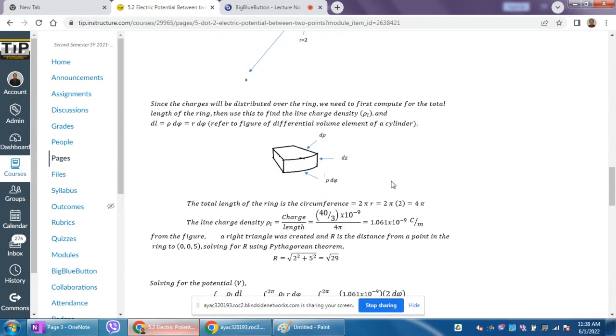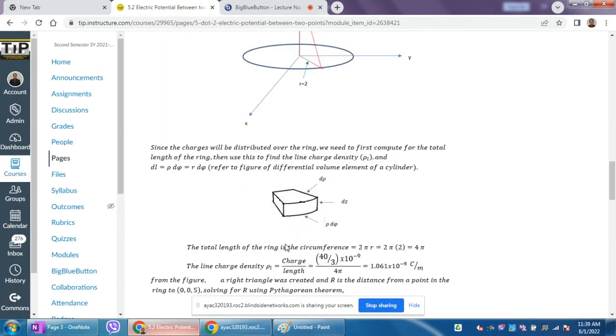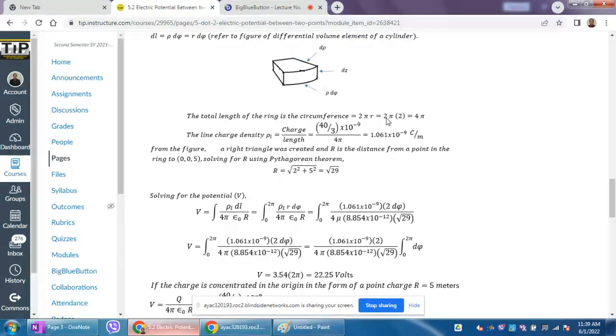Okay. So, dito po, r d-phi, ito po yung kurbada. Ito yung kurbada. So, dito po natin ibabase yung differential length, dL. Tapos, yung charge po natin na 40 over 3 nanocoulomb, isasabog natin doon sa length ng ring. Kaya po may circumference po tayo, which is 2 pi r. Ang r po natin is 2, so naging 4 pi po. So we have here 40 over 3 times 10 raised to negative 9 over 4 pi, which is the circumference of the ring. Makukuha po natin yung 1.61 times 10 raised to negative 9 coulomb per meter. Ito po yung line charge density or rho L.